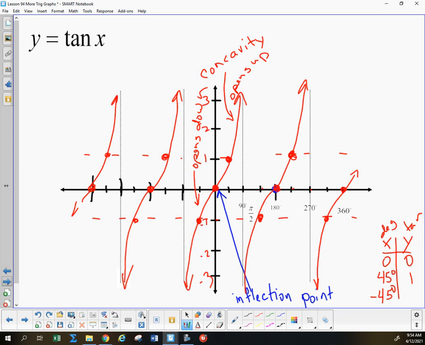What about the period here? How long does it take to do a complete cycle? A complete cycle is just one of those squiggles, right? Robbie? If I go from negative 90 to positive 90, I have one whole squiggle, right? So tangent is different. Its normal period is only 180 degrees, or pi. Now I can do cotangent as the reciprocal of this thing to figure out what it's going to look like.